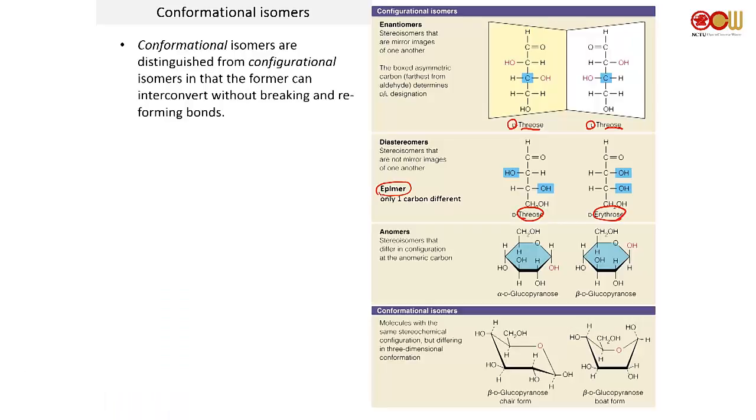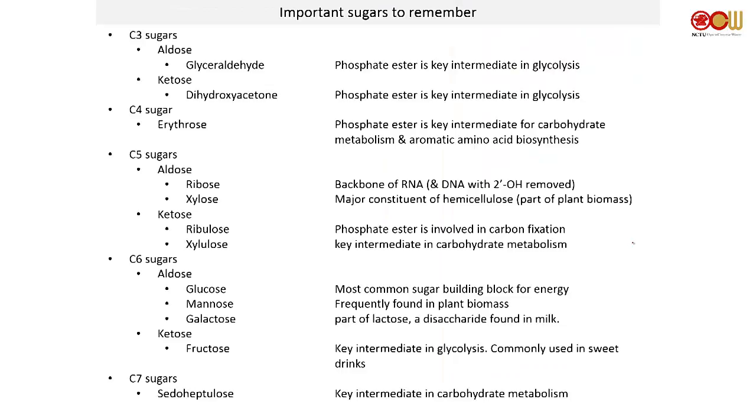And then you have anomers. Anomers are formed only when the sugar is closed into a ring. You can either have pointing down, it's alpha, pointing up, it's beta. And then you can have conformational isomers. This is just a list repeated from the previous slide. So these are the ones that are really, really important.